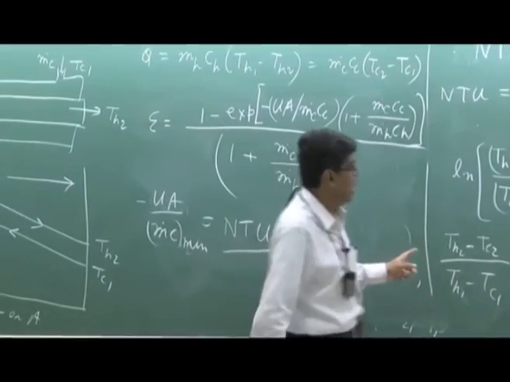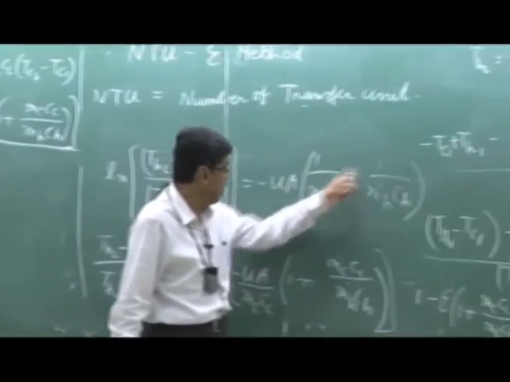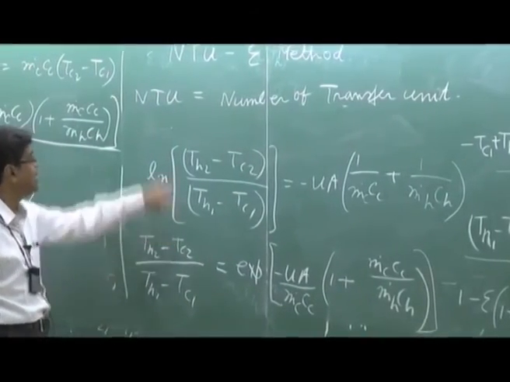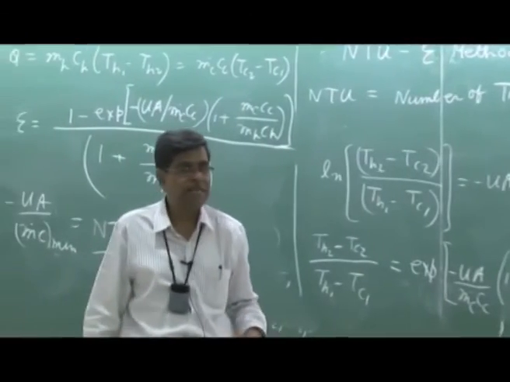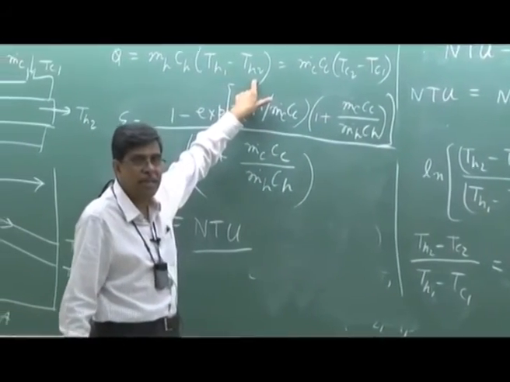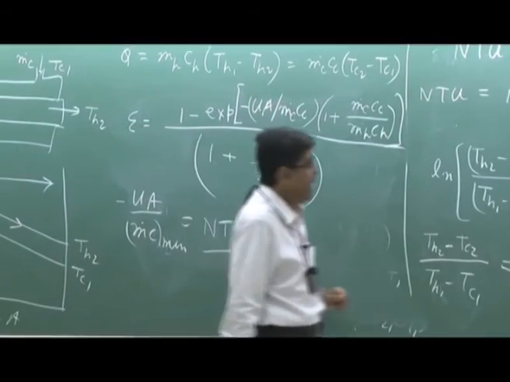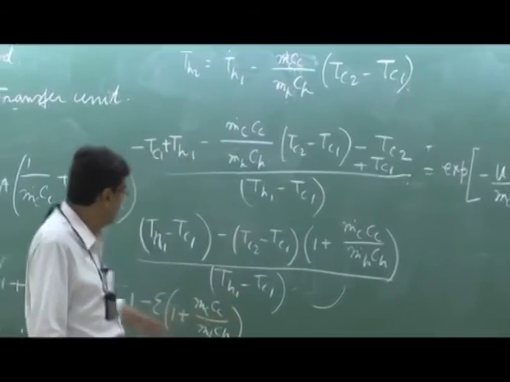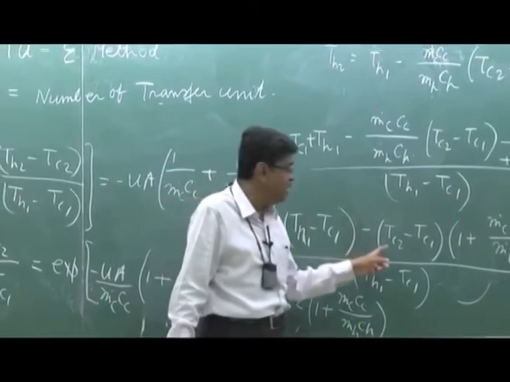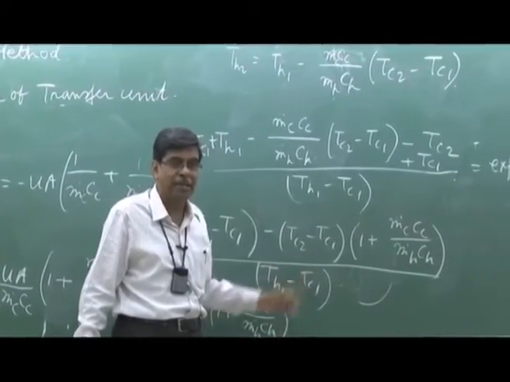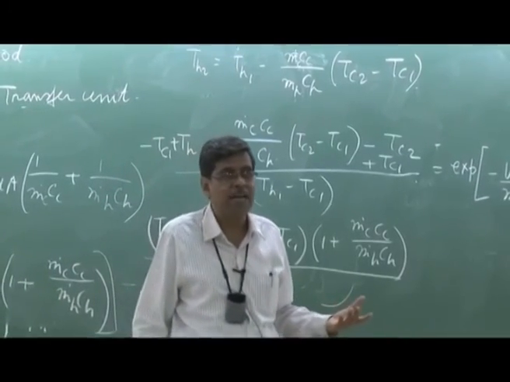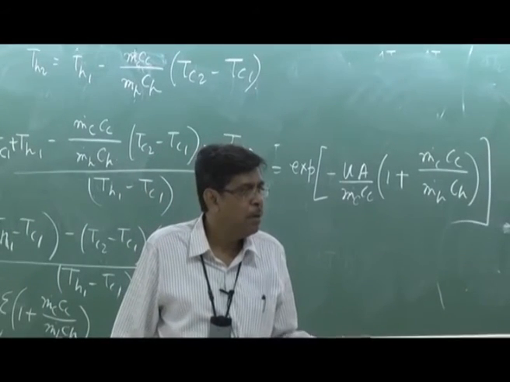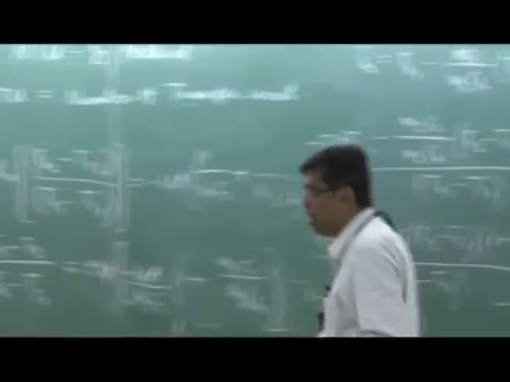Here we will take m dot h Ch as common. Then it will be 1 plus m dot h Ch by m dot c Cc. Here Th2 will remain as it is. Tc2 will be replaced in terms of other temperatures from here: Th2, Th1 and Tc1. And after that I will add and subtract Th1. And in that case I will use the definition of epsilon as Th1 minus Th2 divided by Th1 minus Tc1, because the definition of epsilon is the change of temperature for the minimum fluid divided by the maximum change of temperature available in the heat exchanger.